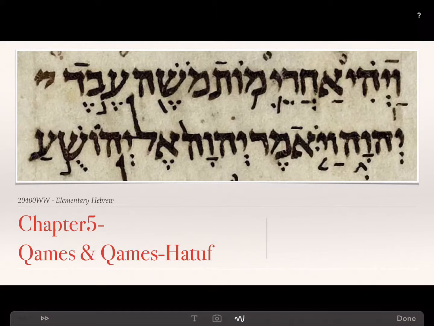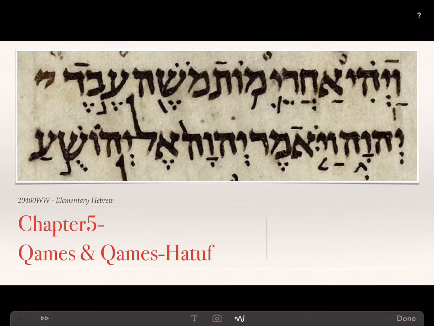Welcome to Chapter 5, the Kametz Hatuf. If you'll remember a vowel chart, we had these two vowels, I'll call them T symbols, that look the same. One of them is a long A, the other one is a short O sound. This is the long A, the Kametz Hatuf is the short O, and we have to be able to distinguish these.